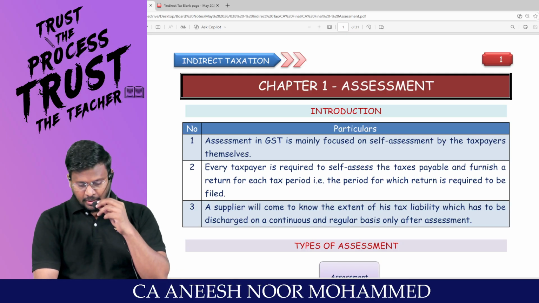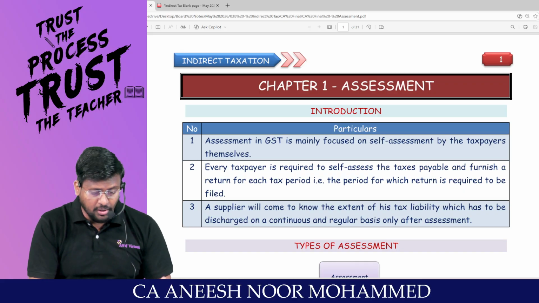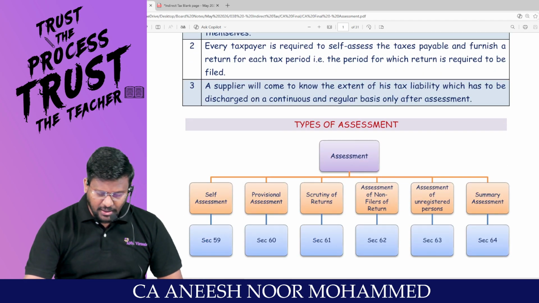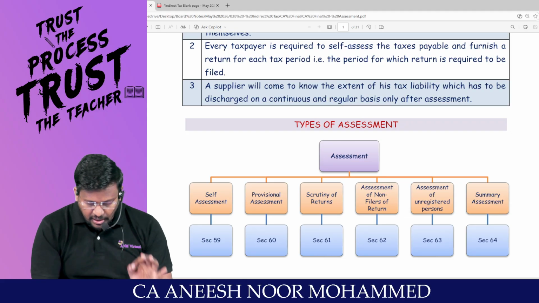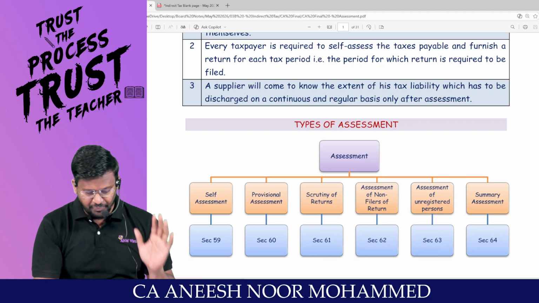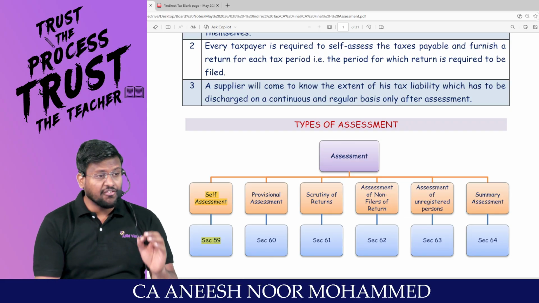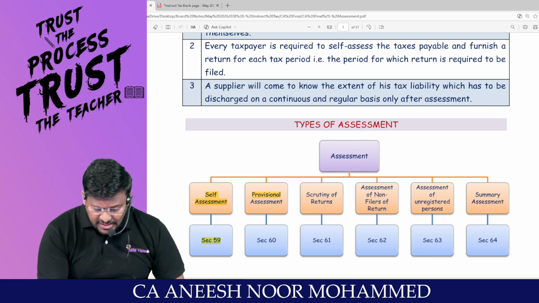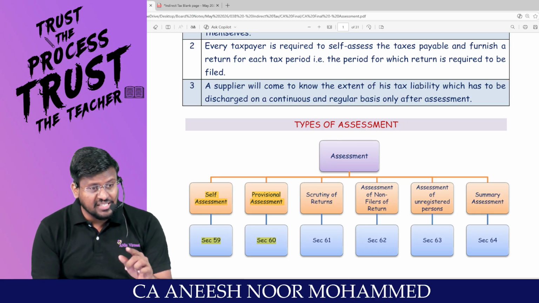Super. From today onwards, I am going to start not with the refund portion, but with the assessment portion. Sir, these are the types of assessment in the GST. In GST, there are 6 types of assessment. Self-assessment under section 59. Provisional assessment under section 60.